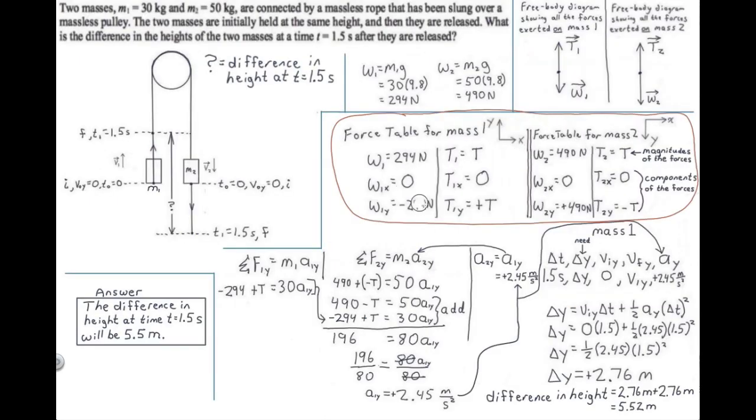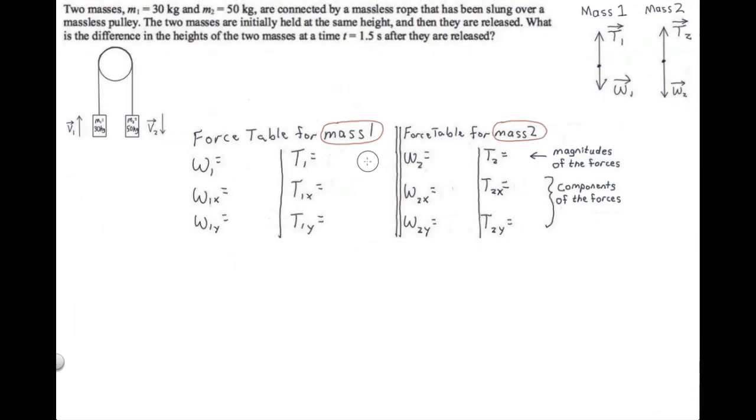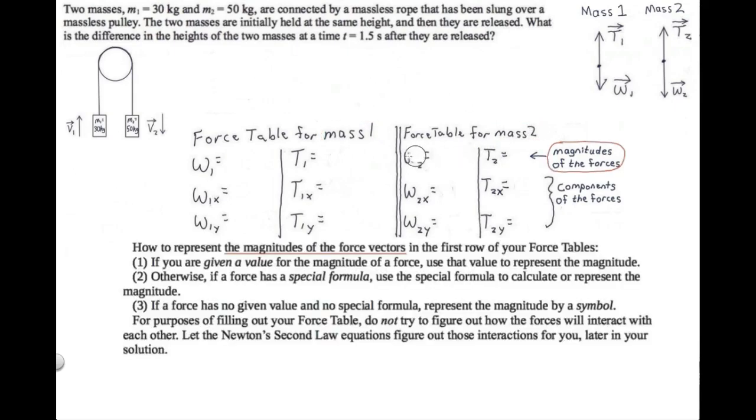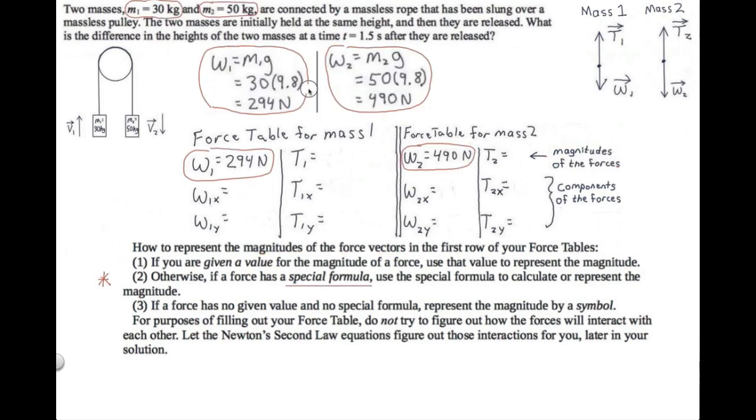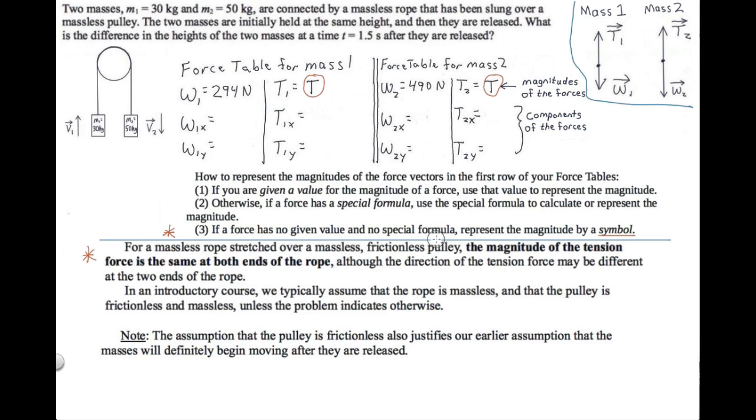Now let's discuss the force tables. We need a force table for mass 1 and a force table for mass 2. The purpose of the first row of the force table is to represent the magnitudes of the force vectors. We use the special formula W equals mg to calculate the magnitude of the weight force on mass 1 and the magnitude of the weight force on mass 2. There is no special formula for the magnitude of the tension force, so we will represent the unknown magnitude of the tension force with a symbol.